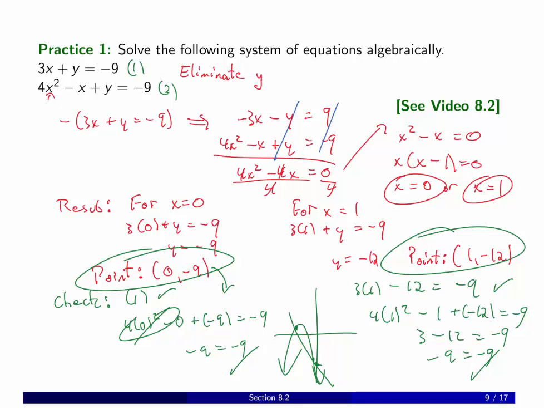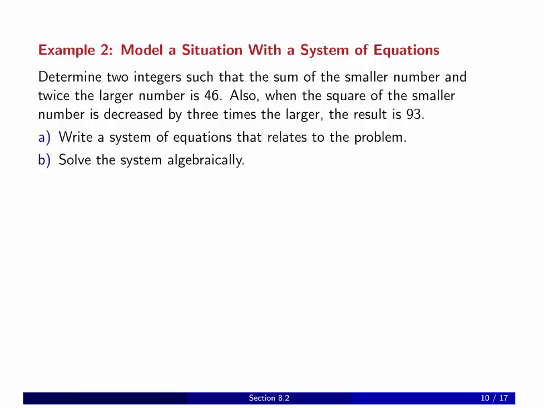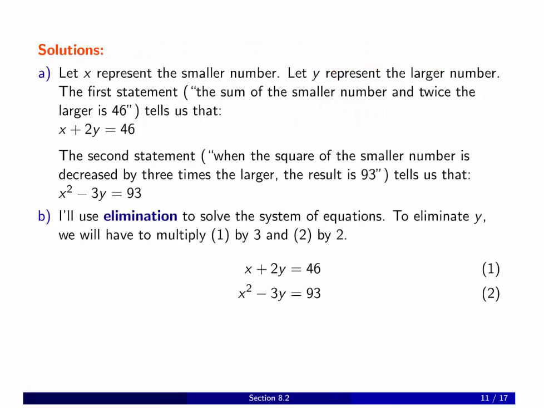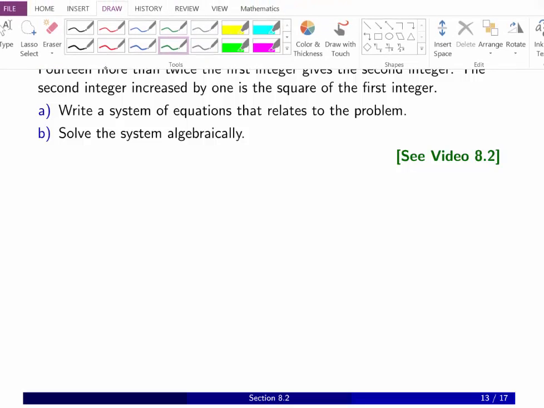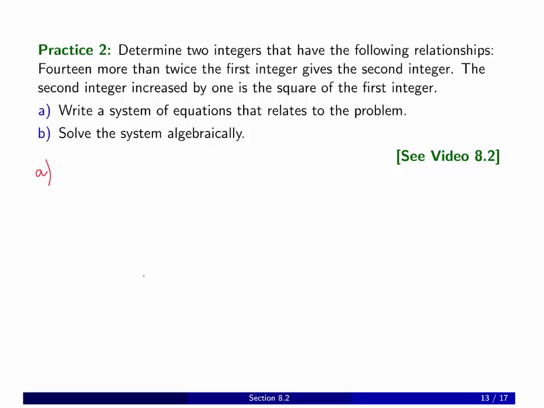So let's move on. Now we're going to model a situation. These are good questions. Take a look at the example. It's very, very similar to the question I'm going to do. Here's the question I'm going to do. Determine 2 integers. These are like puzzles, quite fun. Determine 2 integers that have the following relationships. 14 more than twice the first integer gives the second integer. The second integer increased by 1 is the square of the first integer. Write a system of equations that relates to the problem. Okay, part A. Great fun.